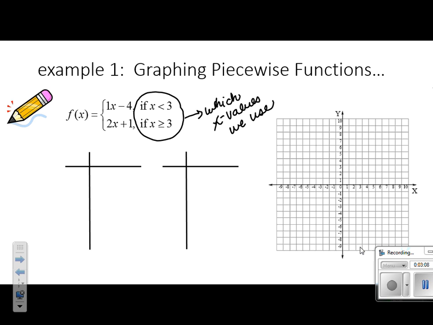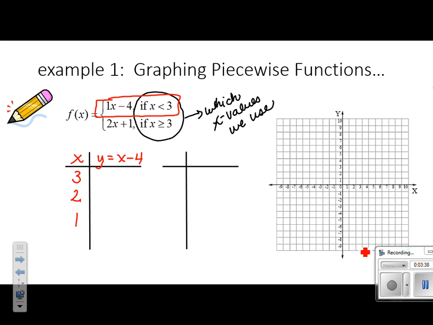So let's go ahead and do the first function, and I'm going to do that one in red. I'm going to make a t-chart with x values, and I'm going to write y is equal to x minus 4, or 1x minus 4. And it tells me that the values that I'm going to plug in my table are going to be 3 and less. So 3, 2, 1.